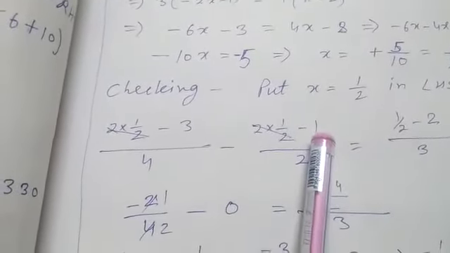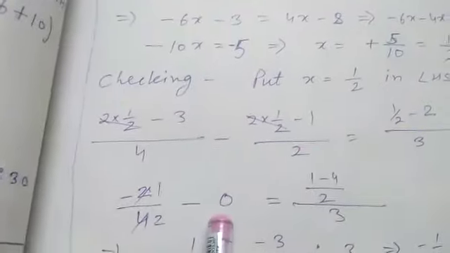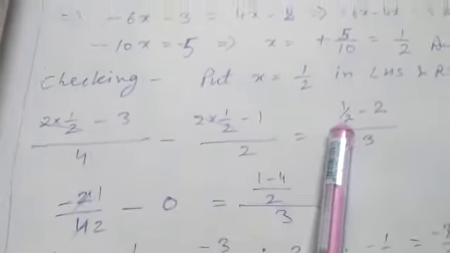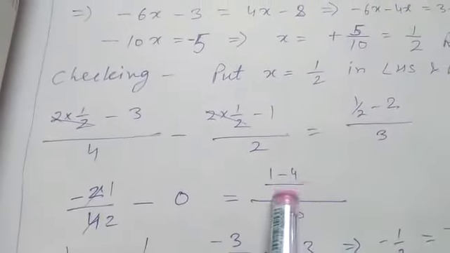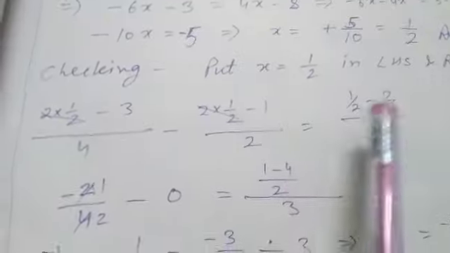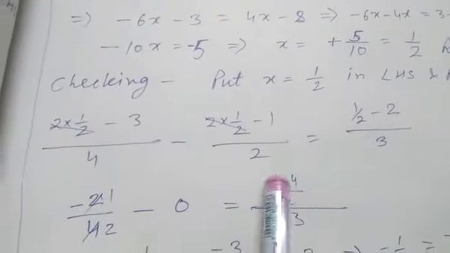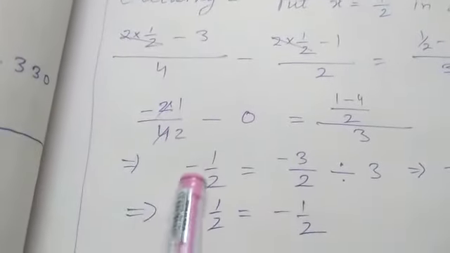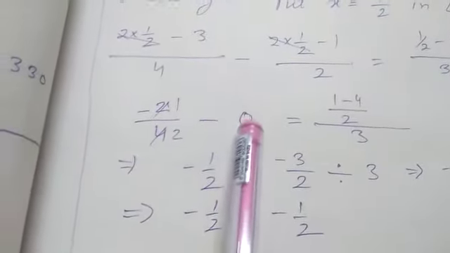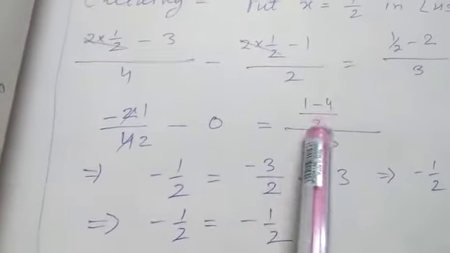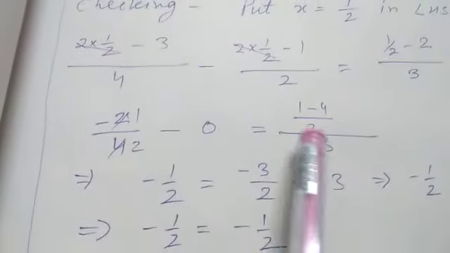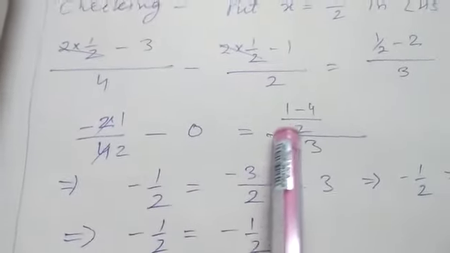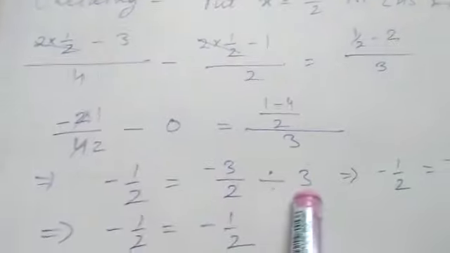Now 1 minus 1 is what? 0, and 0 by any number is 0. And this is what? 2 is LCM. So 1 as it is, because 2 to 2 cancel, and this 2 to the 4. So it will be (1 minus 4) by 2, upon 3. Now what is it? Minus 1 by 2. And 0, no need to write. And this is what? Minus 3 by 2. And this is divided by 3. So divide by 3.